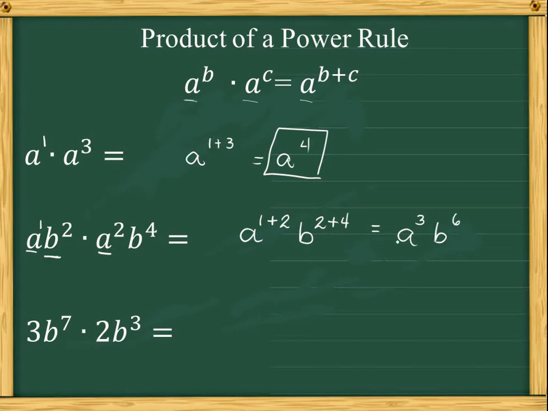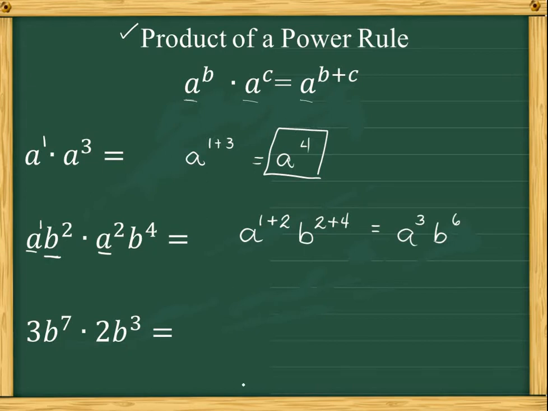I-add ba natin si A and B? Hindi. Bakit? Kasi magkaiba po sila ng base. Take note, ang ina-add ko lang ang exponent is kapag parehas ang kanilang base. So, yun po yung sinasabi ni product of a power rule.